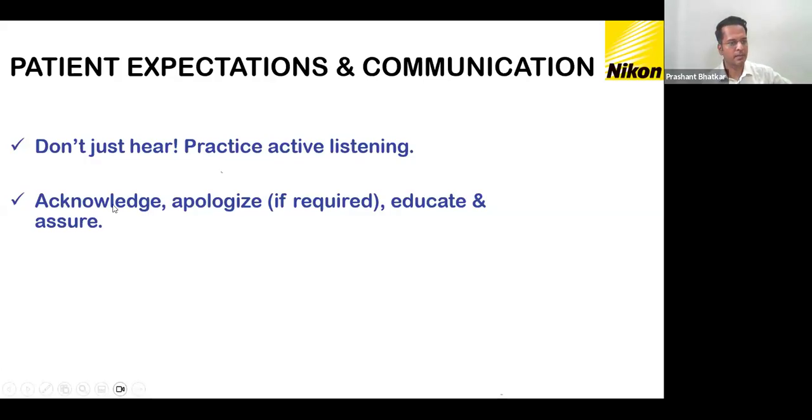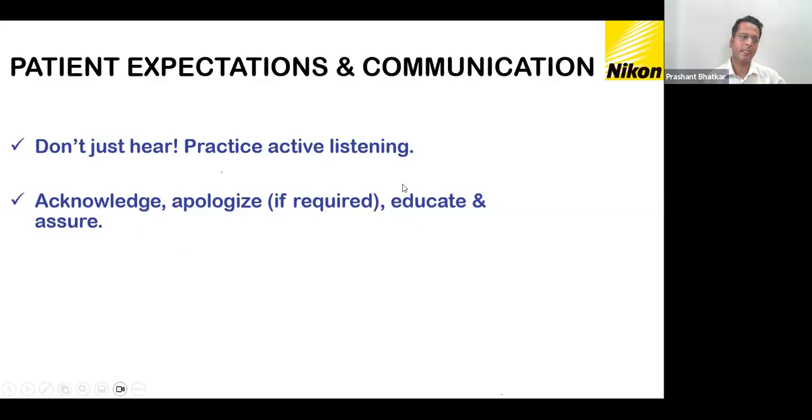When you assure, you say, I will do the job. You say, don't worry, I'll solve this. Don't worry, sir. I'm sorry for the inconvenience, and I assure you that I will solve this problem. So acknowledge, apologize if required, and educate and assure the patient. This communication has to go out. This process has to be followed.